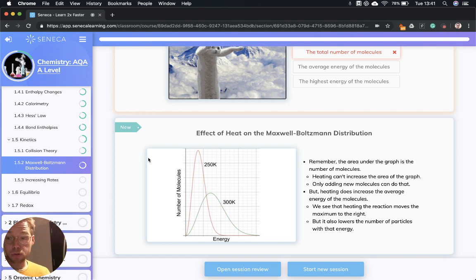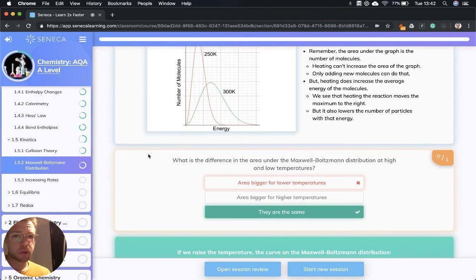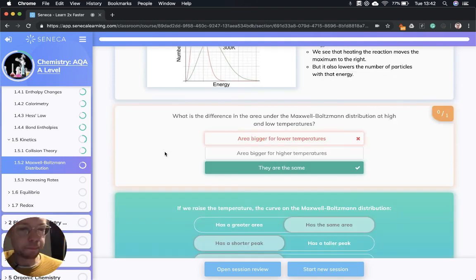Two really important factors to remember, and that's going to be all over the mark scheme for a Maxwell-Boltzmann distribution question. The peak shifts to the right and it's lower. It shifts to the right because the molecules have higher energy, but the peak is lower because there are fewer molecules with that peak energy. Two really important facts to remember. If you take away anything, take away that, but hopefully you'll take away a little bit more.